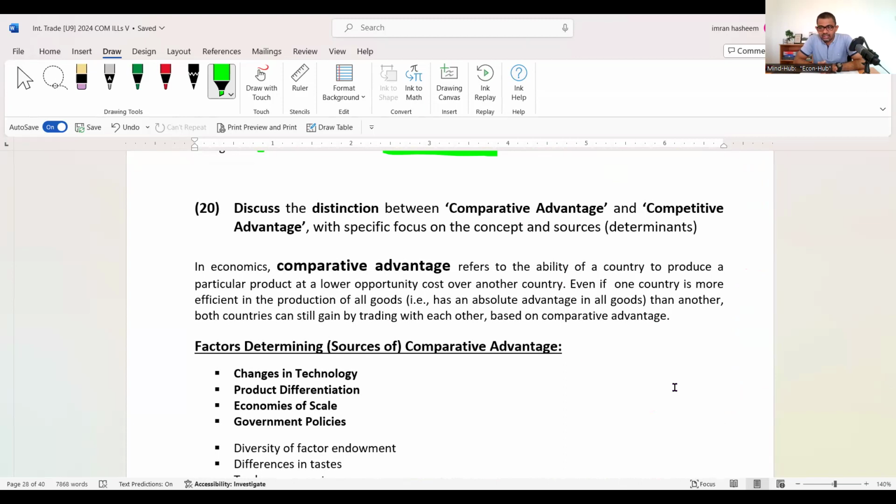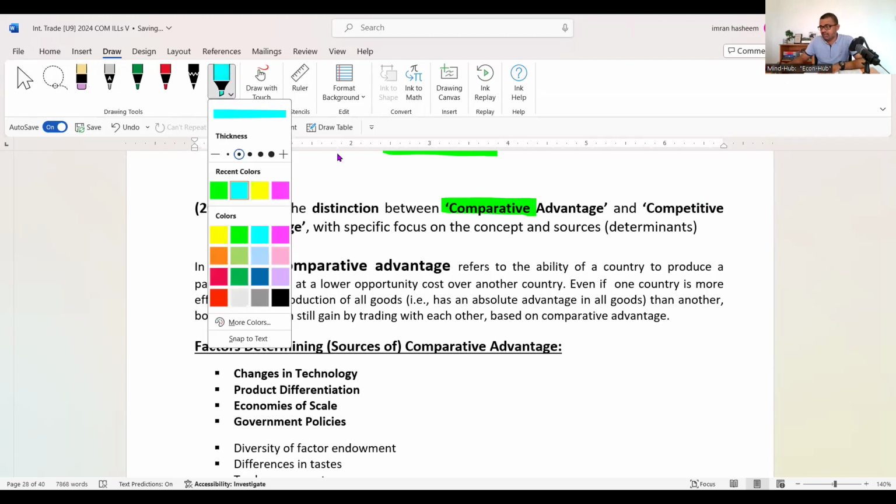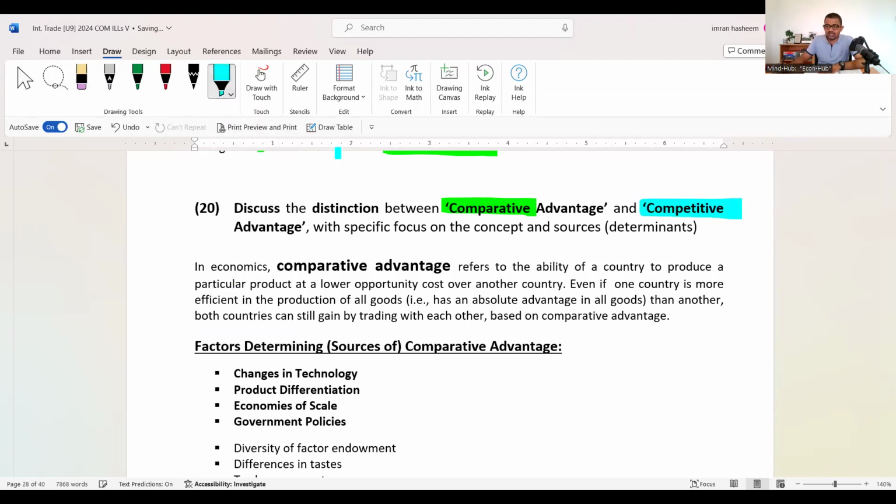Remember, we have learned comparative advantage. We know what comparative cost advantage is, and we try to compare that with competitive advantage. The words are important. Students get this confused sometimes during the exam also. Competitive. You see the difference? Comparative, competitive. Not the same. Two different concepts. Comparative advantage is about comparative cost.